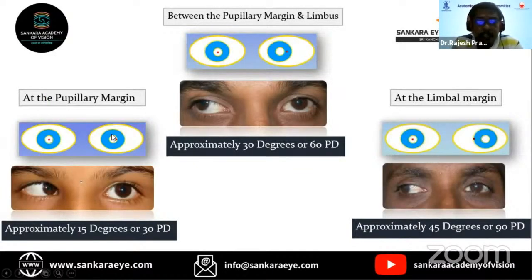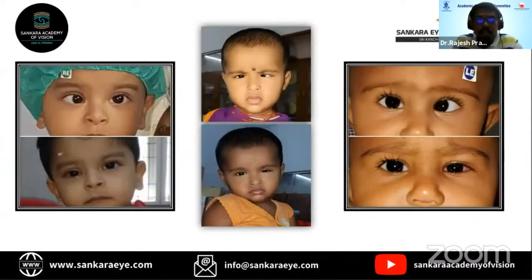It can be either at the pupillary margin, where it corresponds to approximately 15 degrees or 30 prism diopters, or somewhere between the pupillary margin and the limbus, where it is approximately equivalent to 30 degrees or 60 prism diopters, or at the limbus, which is considered to be a 90 degree, 90 prism diopter deviation.